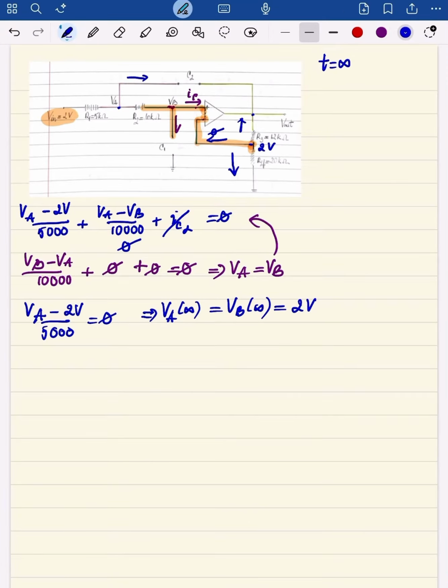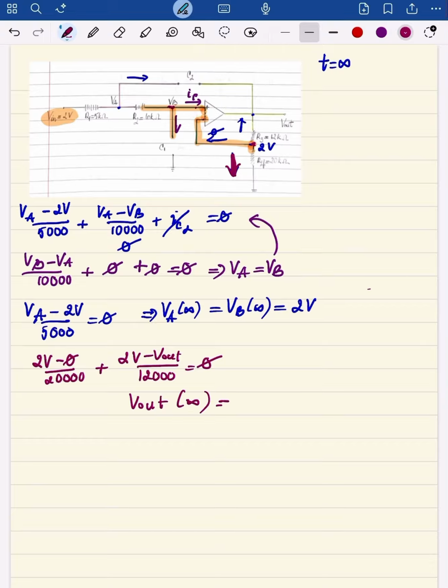So now I'm going to write the KCL equation at this node right here, 2 volts. So 2 volts minus 0, writing the current flowing down this way, over R4, 20 kilo ohms, plus 2 volts minus V out, over 12 kilo ohms, equals 0. And now I can solve for V out.